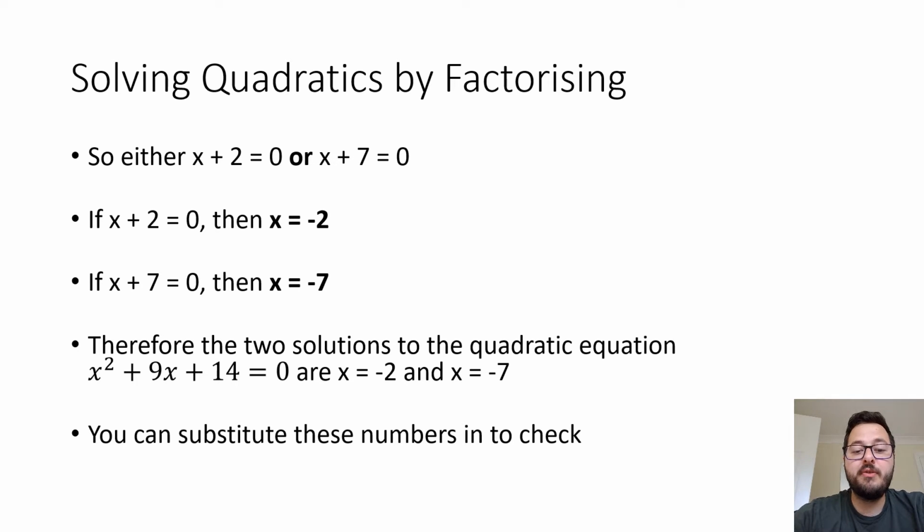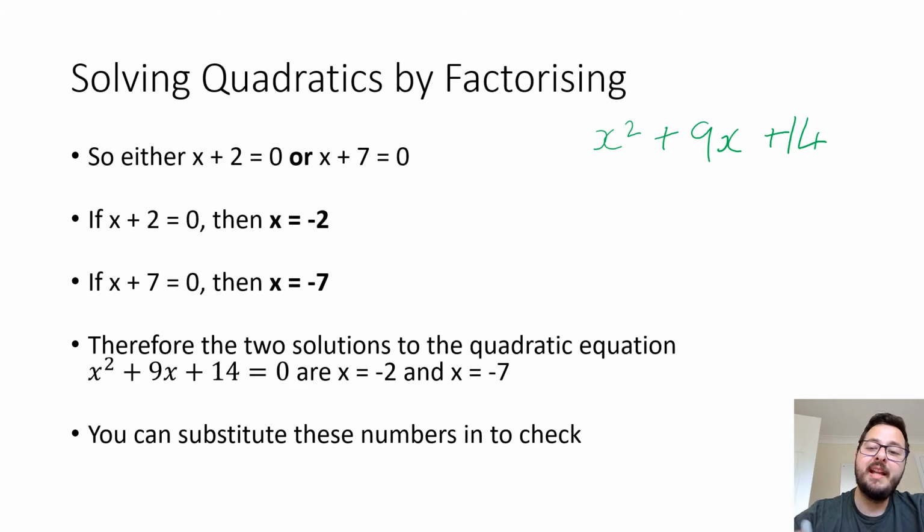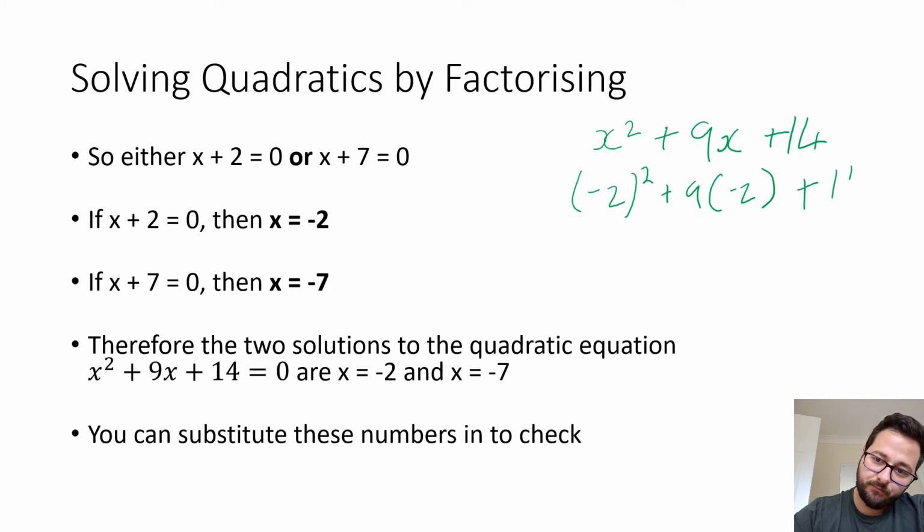Okay, and you can substitute these numbers in to check. Let's just do that quickly. We'll put minus 2 in. So we've got x squared plus 9x plus 14. Let's put in minus 2, so this is going to be minus 2 squared plus 9 times minus 2 plus 14. Now minus 2 times minus 2 is 4. 9 times minus 2 is minus 18, and then we've got plus 14. And that gives 0, because 4 plus 14 is 18, minus 18 is 0.